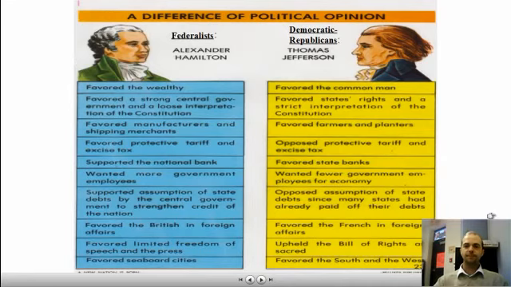I believe that this is in your packet. It shows many differences between the two parties. So take a moment, you can hit the pause button, and just look at these two tables. You need to understand the major differences between the Federalists and the Democratic Republicans.